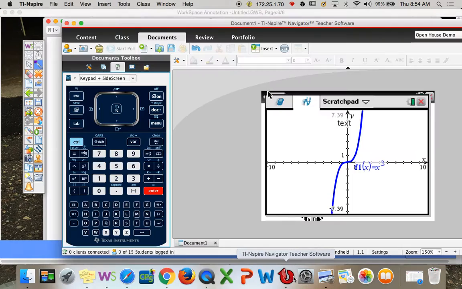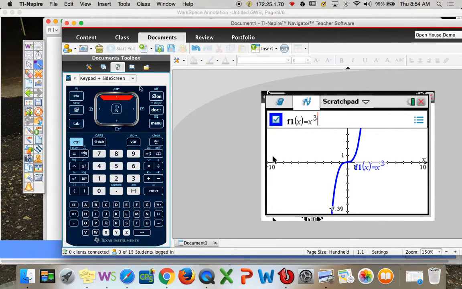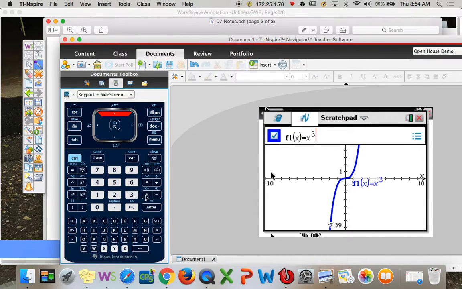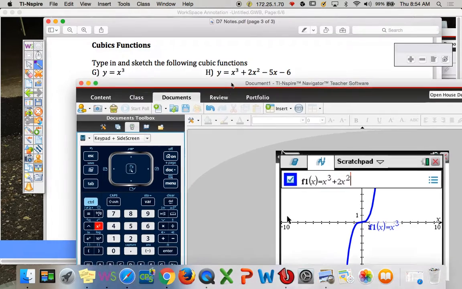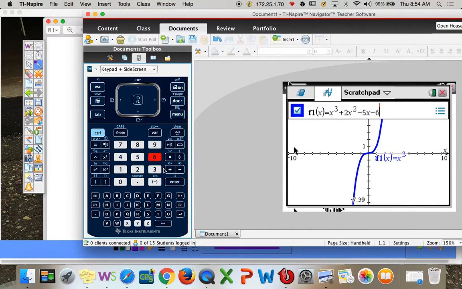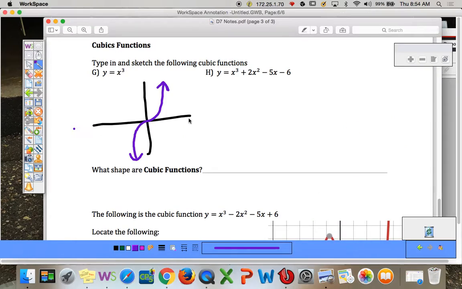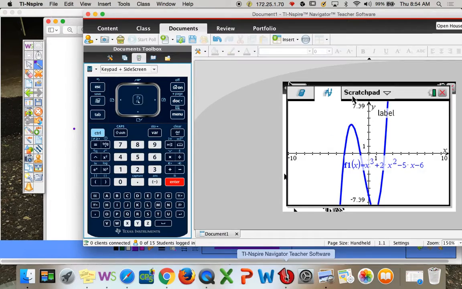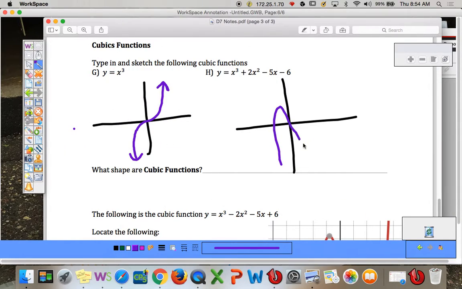And let's try the next one. Okay, this one's longer. Let's hit tab. Okay, so we have x to the third plus 2x squared minus 5x minus 6. Okay, so this one's still kind of wobbly like that. So if I were to graph that, it looks something like this. Okay, so if you had to describe what shape cubic functions are, well, they kind of are wobbly. They don't look like any of the other graphs. You can say that they go up, and then there's some turning points, and they go up again.